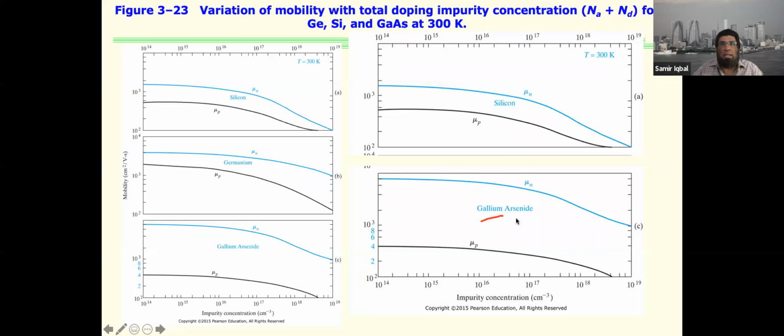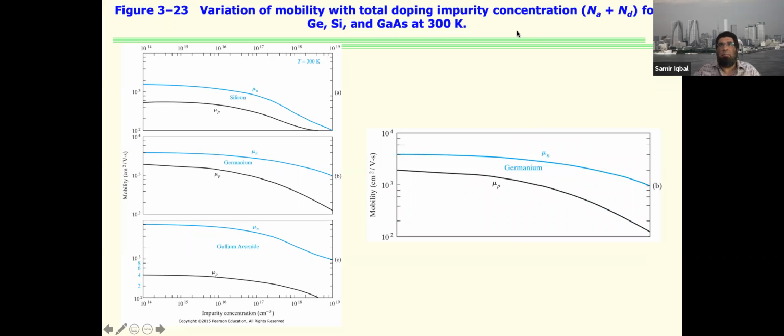This gallium arsenide shows similar behavior. Maybe it's a bit more constant for a longer region than silicon, because silicon started, yeah, I think almost the same. They started going down after that dramatically. And germanium I put on the next slide.